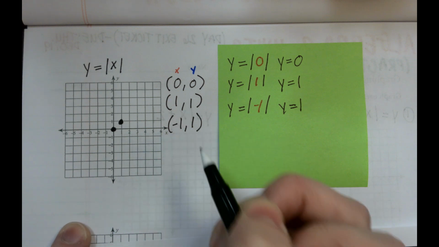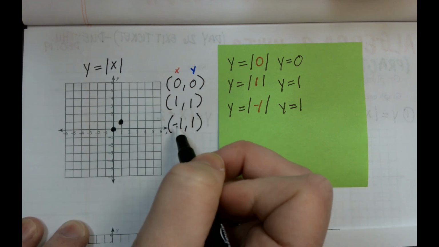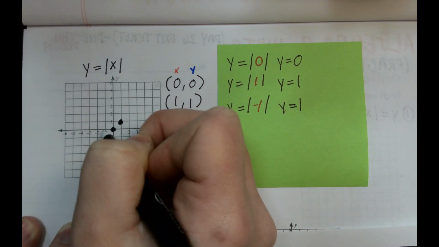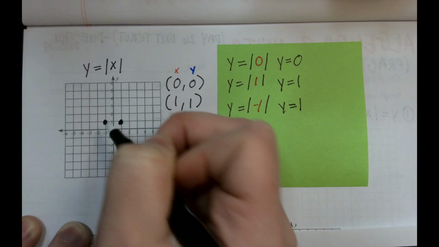What about negative 1, 1? The left one and up one. Good. My X is negative 1, so I go over to the left 1. My Y is positive 1. I go up 1. There's that.